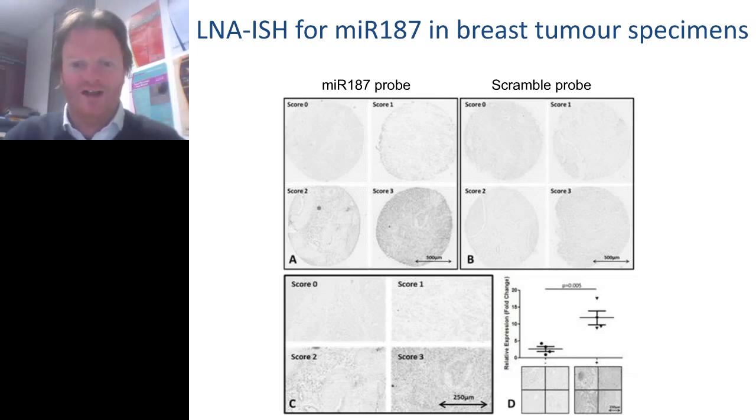We also took QRT-PCR, real-time PCR samples from some of these cores and correlated the in situ hybridization score that we saw with the QRT-PCR score, and again, all of those samples that were deemed low expressors or negative expressors by QRT-PCR were exactly the same ones that we picked up by in situ hybridization. So we were quite happy that we could accurately measure this.